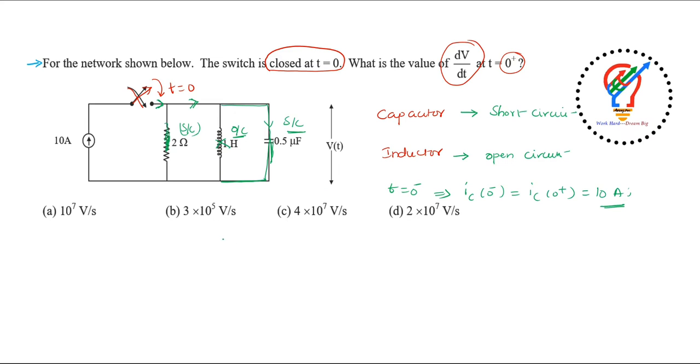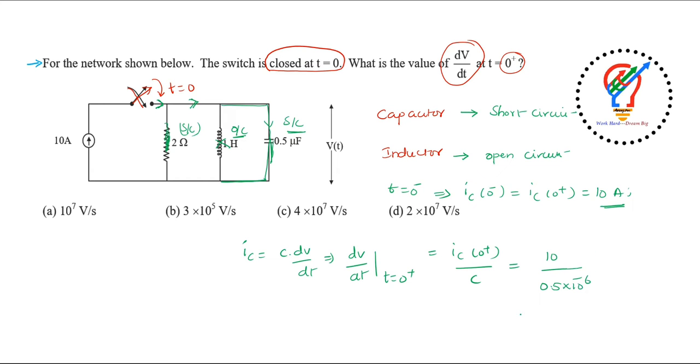Now the basic formula is IC is equal to C into dV by dt. From this I want dV by dt at t equal to 0 plus, which is IC of 0 plus divided by C. I'm just interchanging the formula. So IC of 0 plus is the value you got, 10, divided by the capacitance value, that is 0.5 into 10 power minus 6.